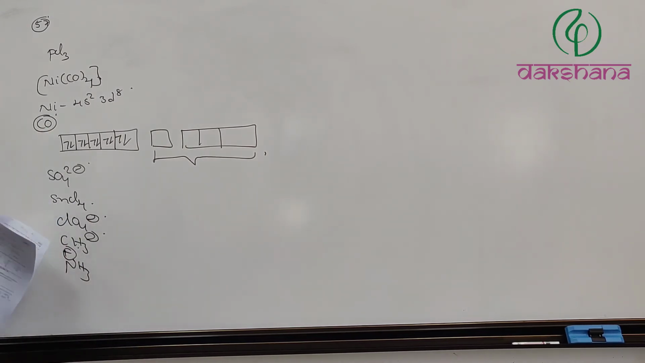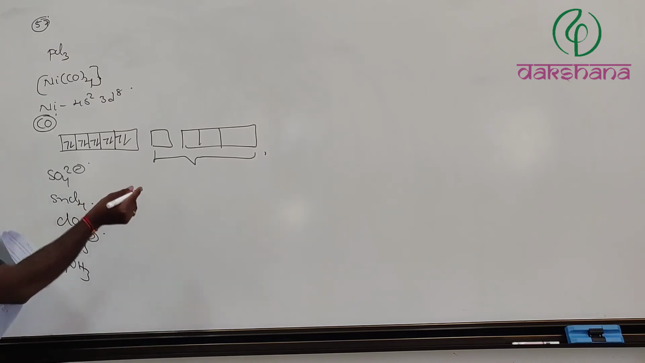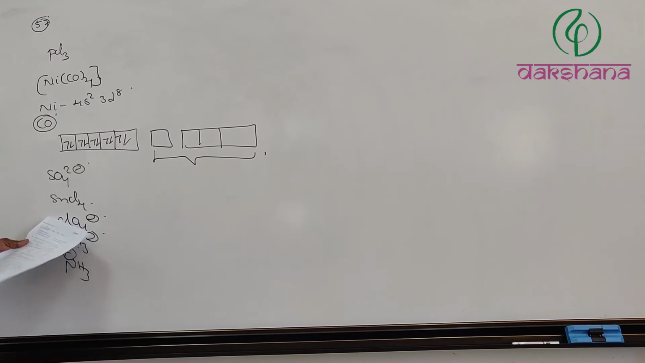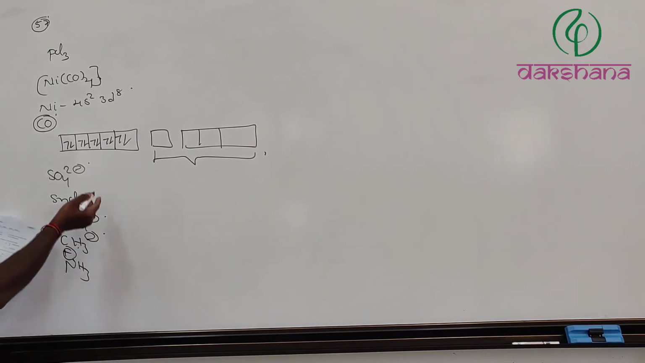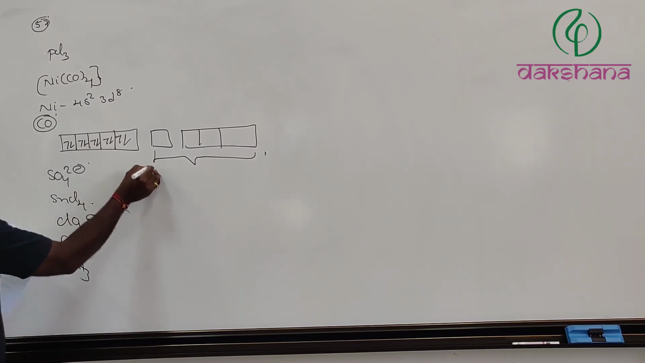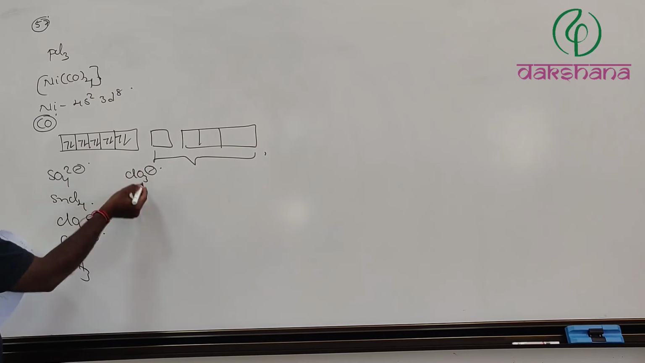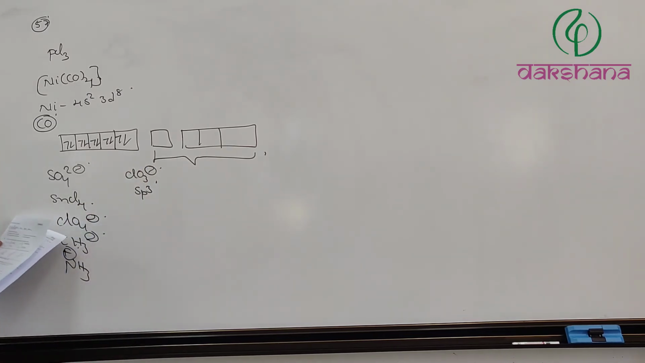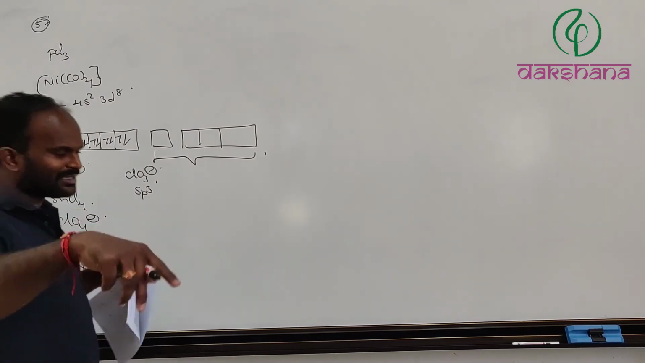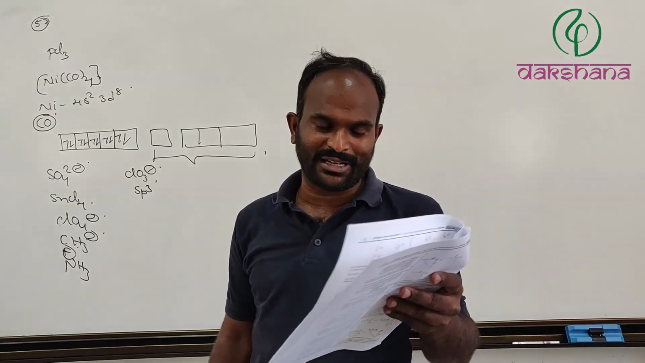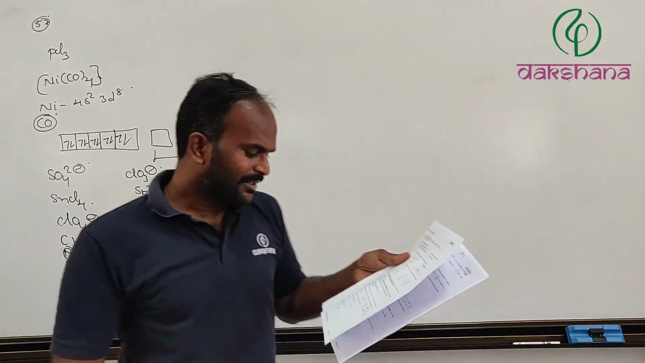Next, NO3 minus. If you check, it is going to be sp2 hybridized. ClO3 minus is definitely sp3 hybridized. PH3, remember this, ammonia is sp3 hybridization, but PH3 involves pure orbitals participation rather than hybrid orbitals.